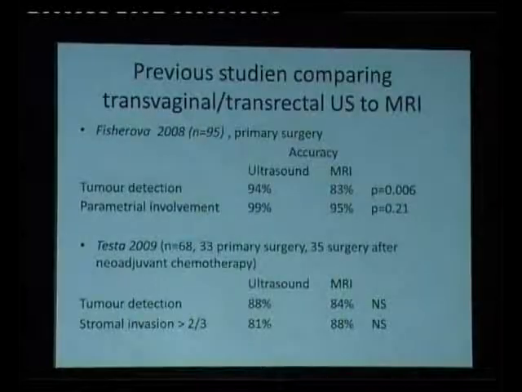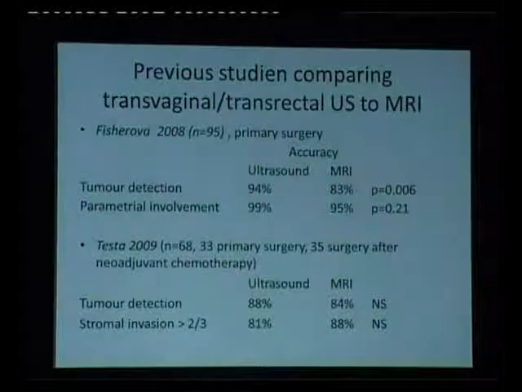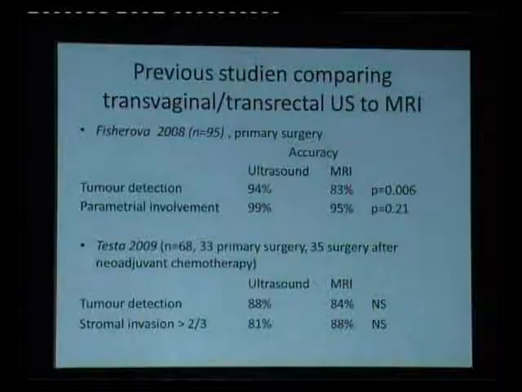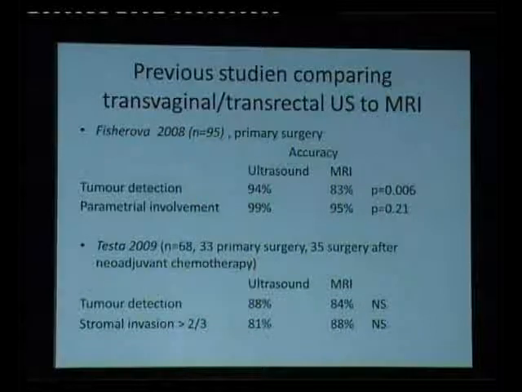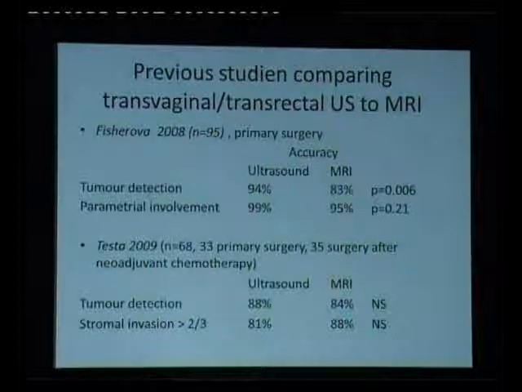There are some studies comparing ultrasound and MRI. Two colleagues of mine separately conducted studies. Daniela Fischer-Roma found that ultrasound was slightly superior to MRI when it came to detecting tumors, partly because ultrasound was a better modality for detecting small tumors of less than 1 centimeter. In the study by Antonia Testa, there was no significant difference between ultrasound and MRI, either for tumor detection or for detecting deep stromal invasion.